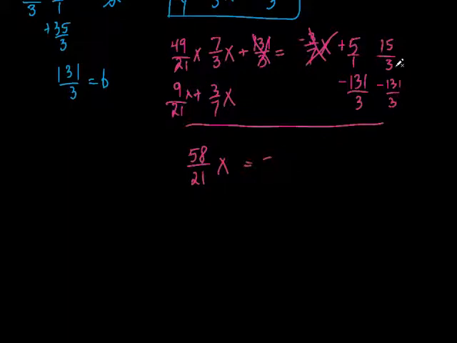So what's 131 minus 15? What is it? It's 116. No, because the 1's on top. Okay, so negative 116 over 3. Everybody with me? Okay, we're almost there. We almost have this x.